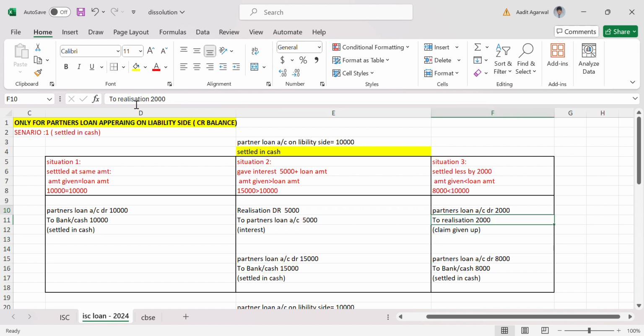The third situation is when we are giving him only 8,000 against a loan of 10,000. So we are paying him 2,000 less. This was also shown in realization as claim given up. So loan is debited and realization is credited with 2,000 for the claim that is given up. Now we will pass the entry for the amount that we settled in cash. So loan account will be debit and bank or cash will be credit by 8,000, because 8,000 is what is going out of the business. I hope it is clear.